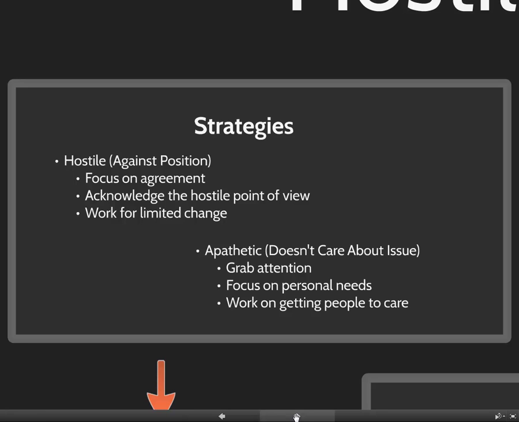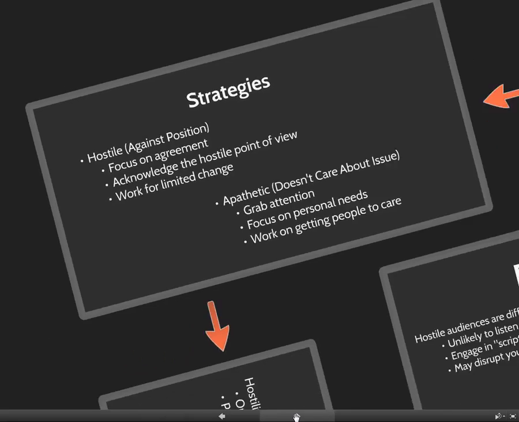With the apathetic audience, you need to really focus on grabbing their attention. You need to focus on their personal needs rather than any complexities of your argument, and a lot of your work is not going to be getting them to do the big action or do the big thing, but getting them to care about the issue, getting the issue to matter to that audience.